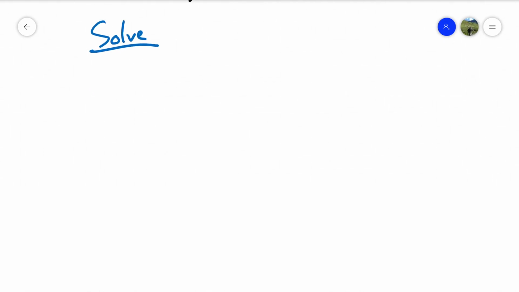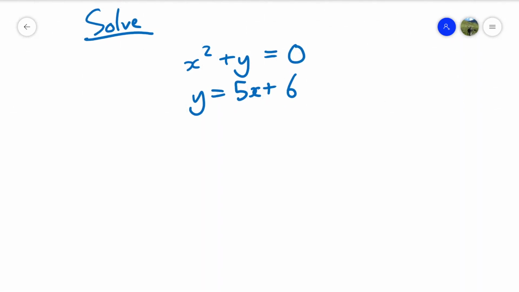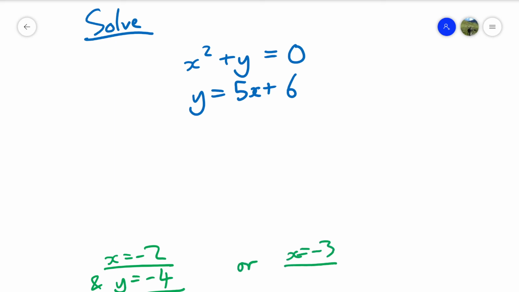I'll tell you when I've finished writing this one. And I've finished writing. That's it. Have a go in your own time. The answers are going to be x equals minus 2 and y equals minus 4. So if x equals minus 2, y is minus 4. Or x equals minus 3 and y equals minus 9. So those are the answers.